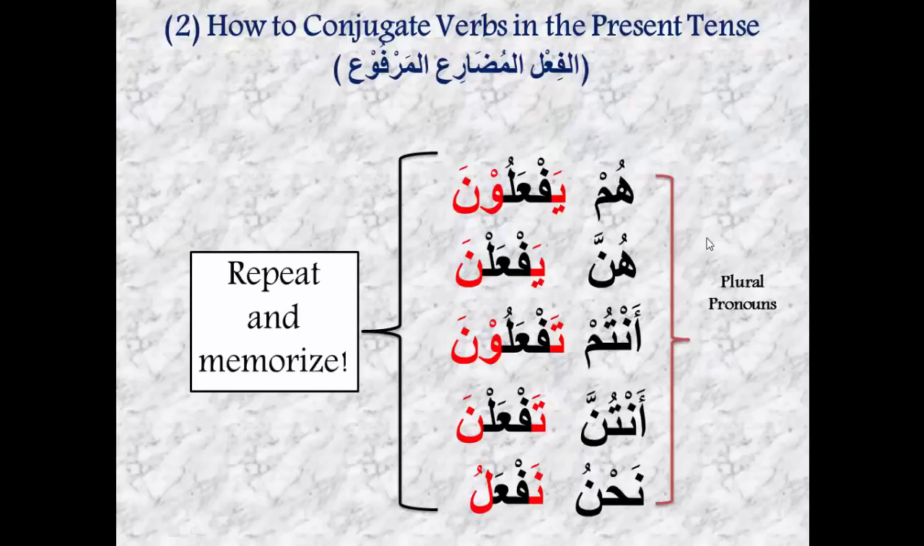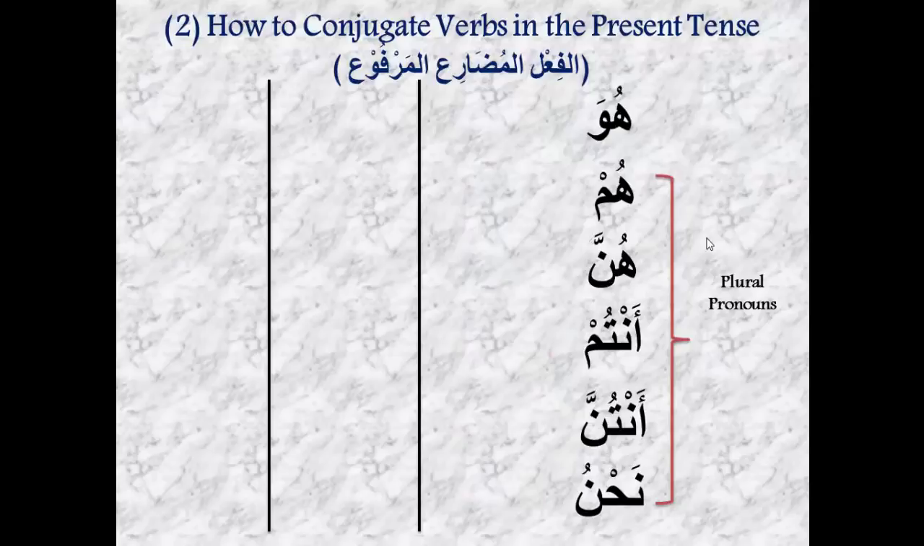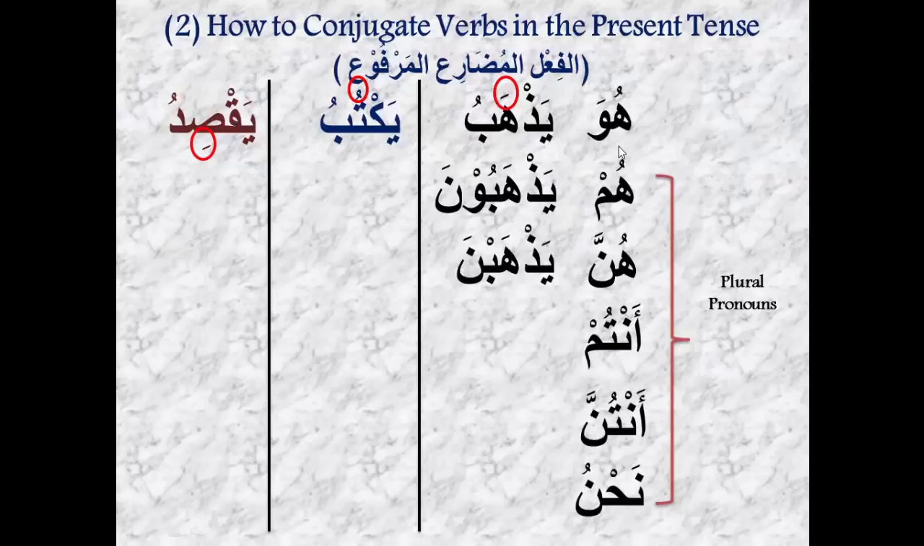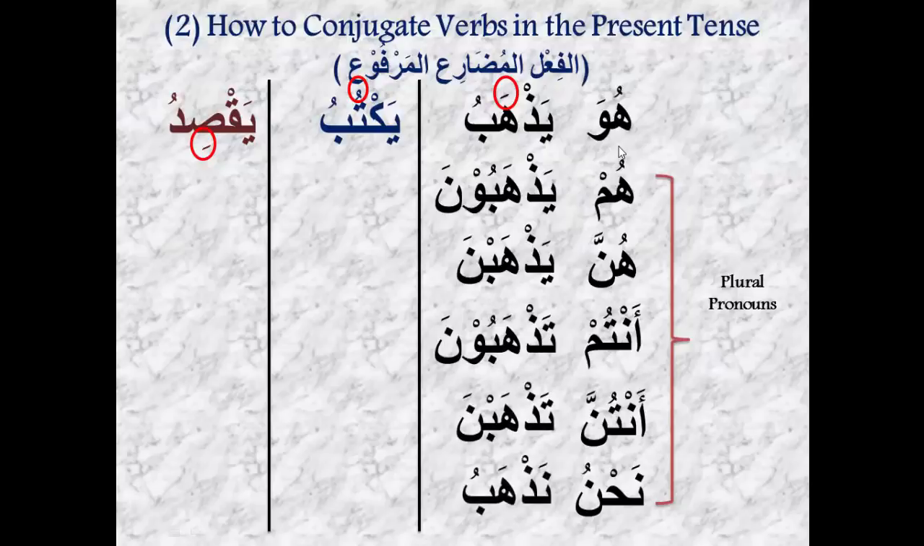On to some examples. We'll be using the same verbs. يذهب, يكتب, and يقصد. So for whom, remember we've added una to the end. هو يذهب, هم يذهبون, هن يذهبن, أنتم تذهبون, أنتن تذهبن, نحن نذهب. Again, notice the middle vowel, fatha, is the same on top of the ha, all the way through.